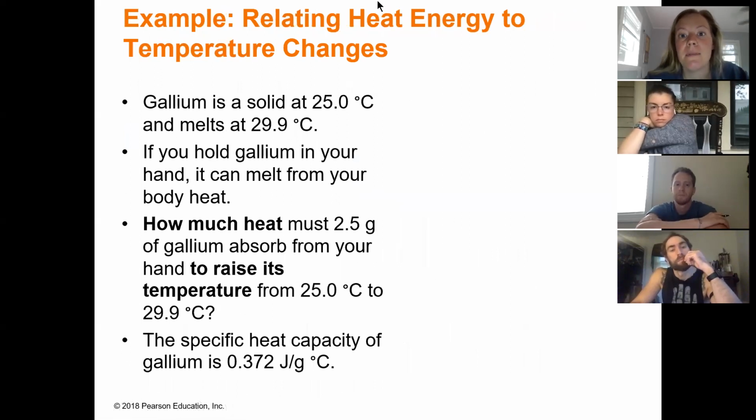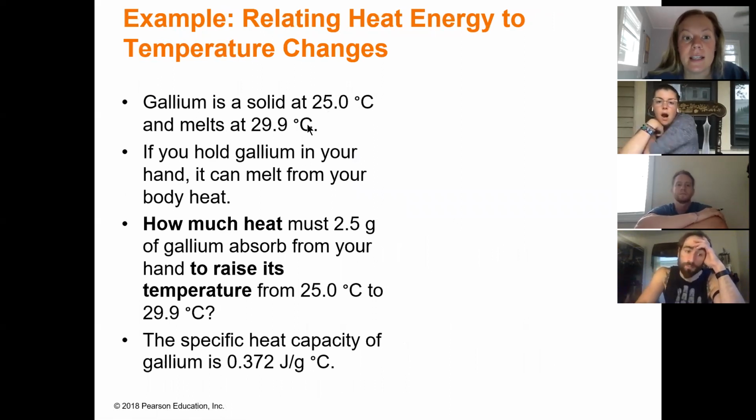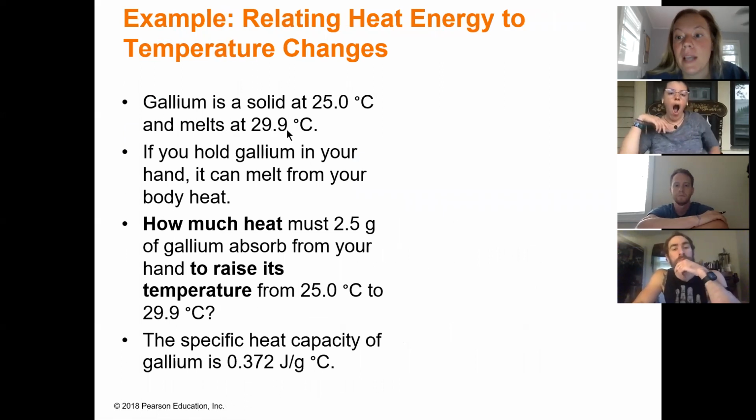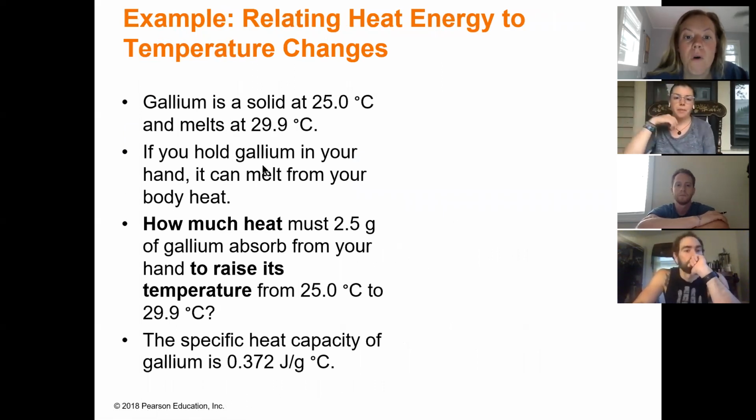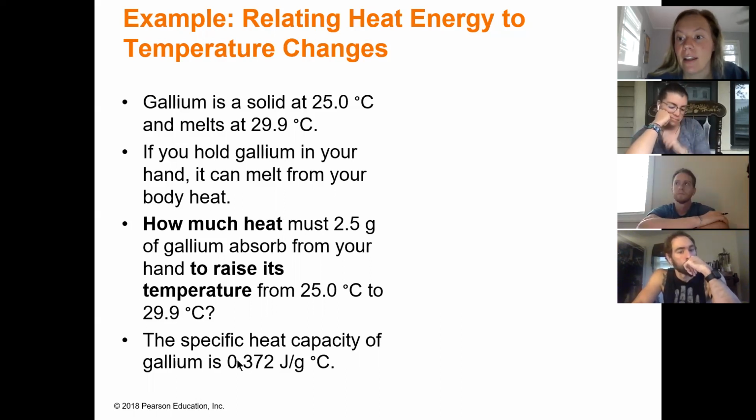So let's look at this problem here. Gallium is a solid at 25.0 degrees Celsius, and it melts at 29.9 degrees Celsius. If you hold gallium in your hand, it can melt from your body heat, okay? So this change in temperature can happen from your hand. How much heat must 2.5 grams of gallium absorb from your hand to raise its temperature from 25 to 29.9? And it says the specific heat is this thing right here.